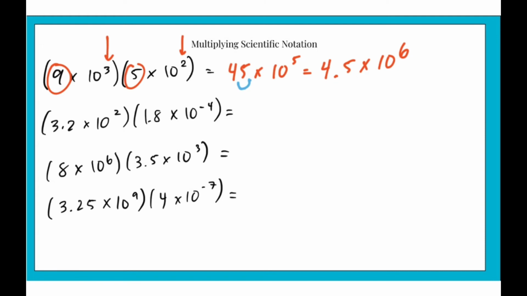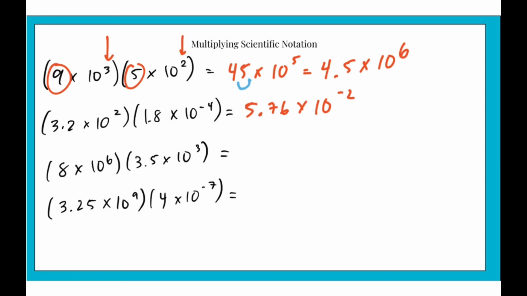All right, let's try the next example. Again, multiply the 2 numbers together, 3.2 times 1.8, and that's 5.76 times 10 to the power of, add the exponents, 2 plus -4, that's going to be -2. And this is complete. Why? Because we only have 1 digit between 1 and 9 to the left of the decimal.